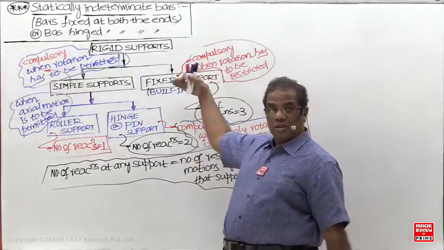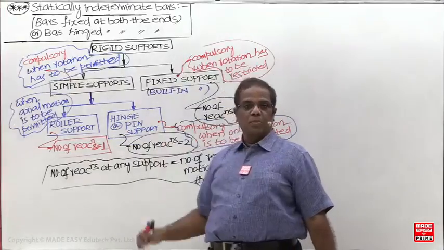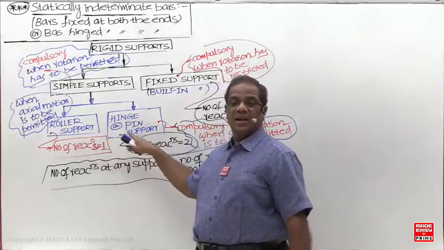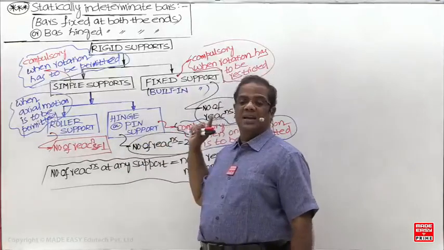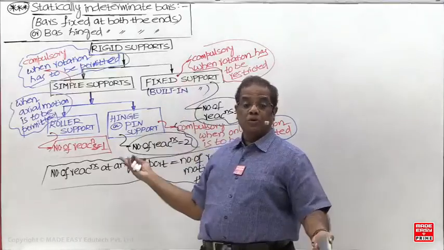This will restrict all the motion. This will restrict two motions. This will restrict only one motion. Here only vertical motion is restricted. Here vertical and axial are restricted. Here vertical, axial, and rotation. But how to decide what it means?